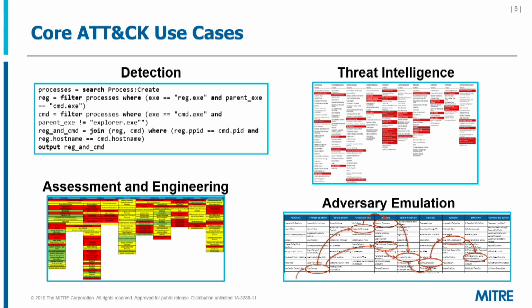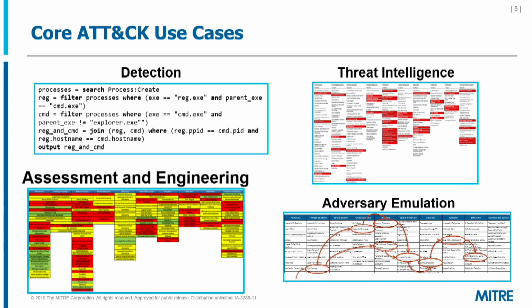Again, ATT&CK contains all that information about software and groups that it provides a lot of information on the landscape of threats. Adversary emulation, kind of focused red teaming, emulating a specific adversary. And then assessments and engineering, which is what I'm going to talk mainly about.